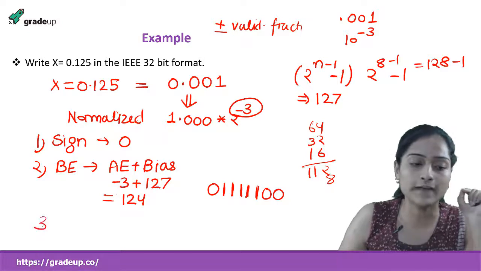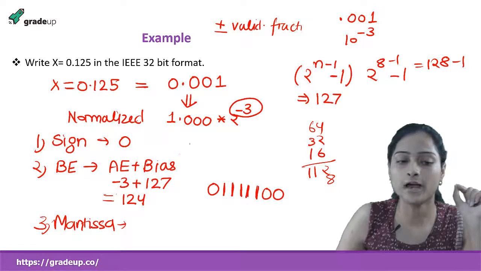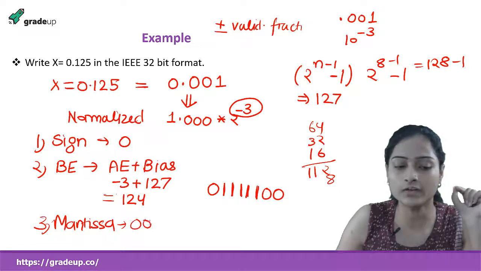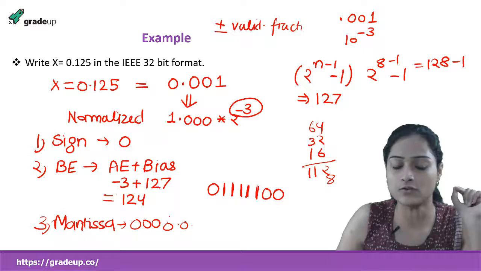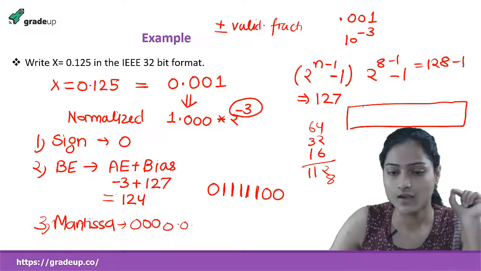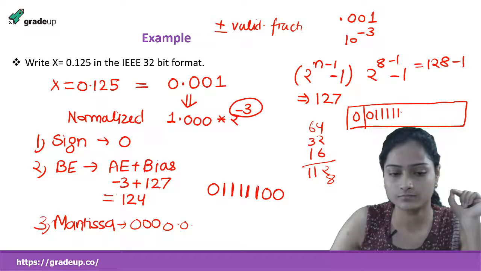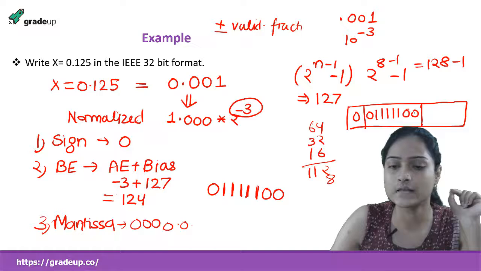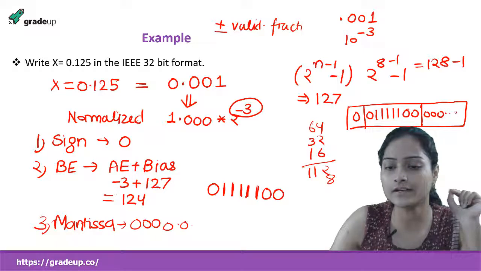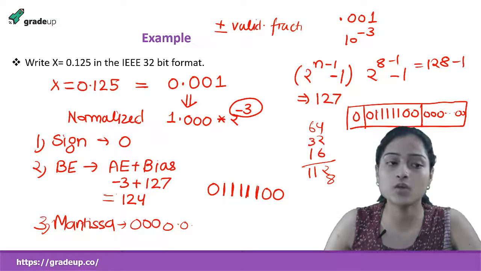Now your mantissa. What is your mantissa going to store? Your mantissa is going to store the fraction part, which is 0 over here. So all 23 bits will be made 0. So your representation of data will be like this. 1 bit is 0, then the 8-bit biased exponent field, and it will have 23 zeros in your mantissa. Now your x equal to 0.125 can be stored in this format.